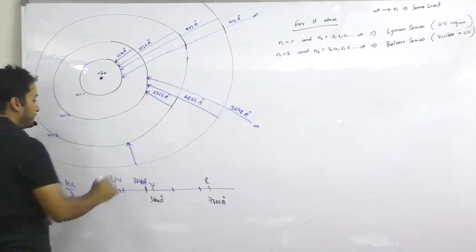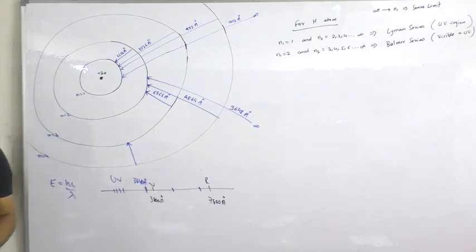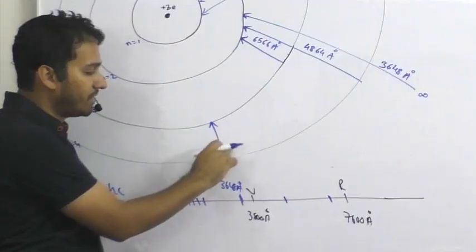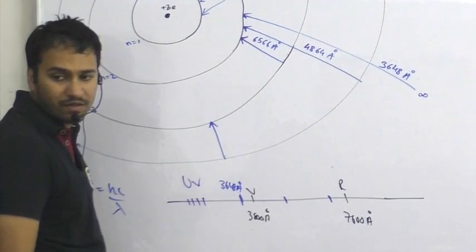Calculate this. Electron is jumping from 4th orbit to 3rd orbit. Something around 18,000 is coming, right? Yes?